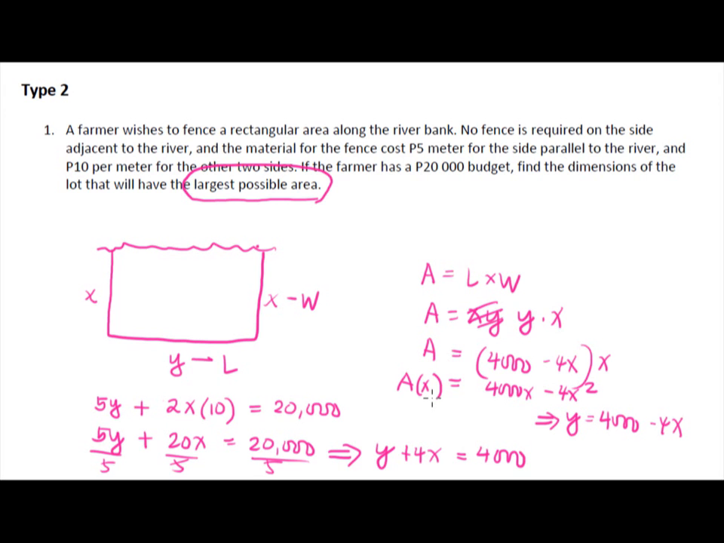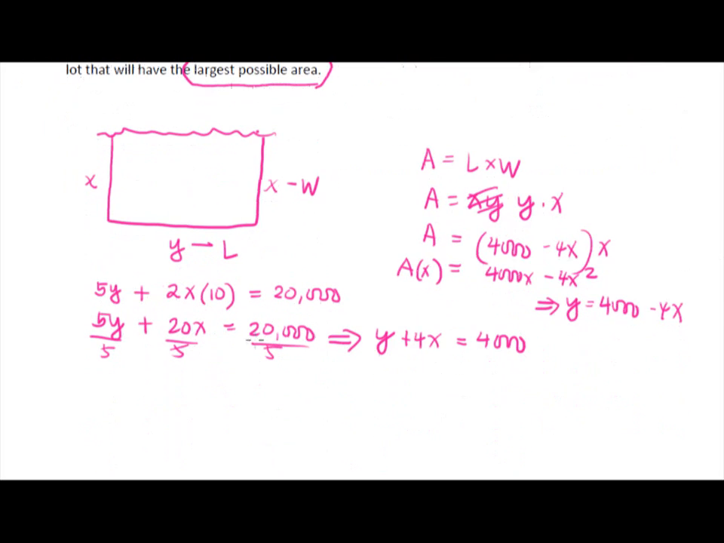Now, the question is to find the dimensions of the lot that will have the largest possible area. So all we need to do is find that x, the x in which this area will be the largest.